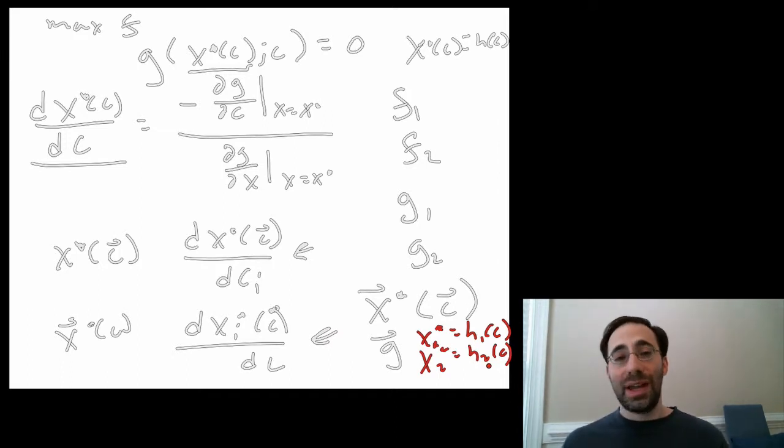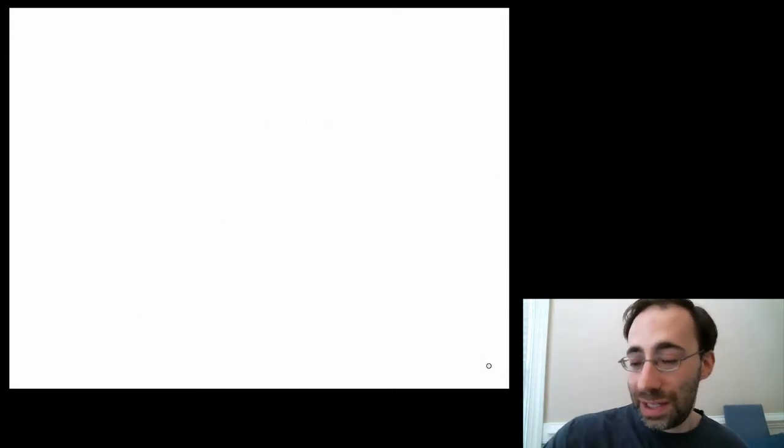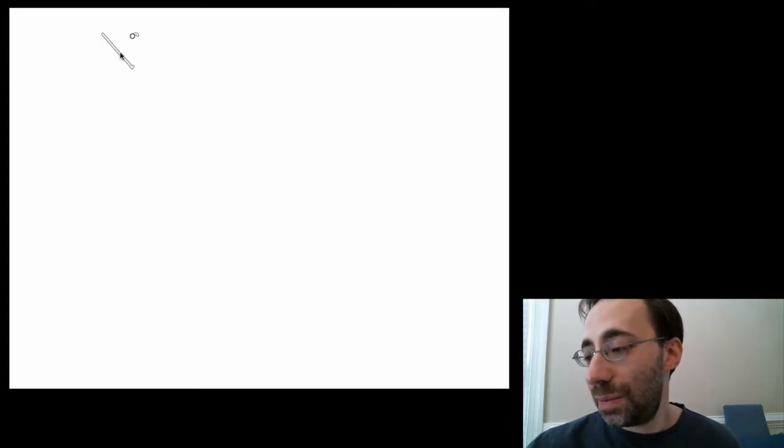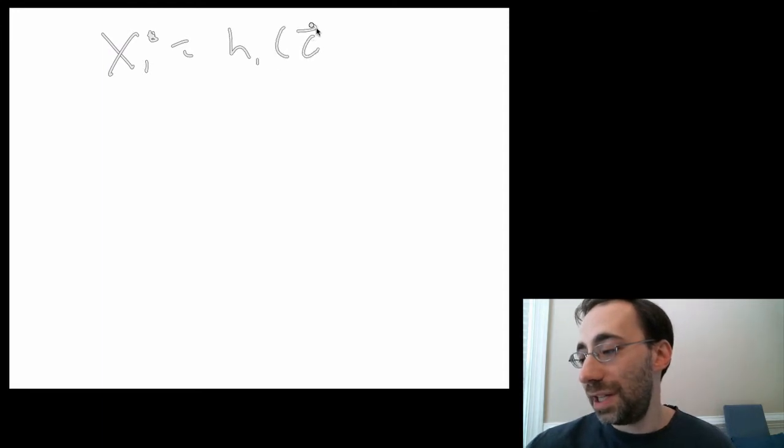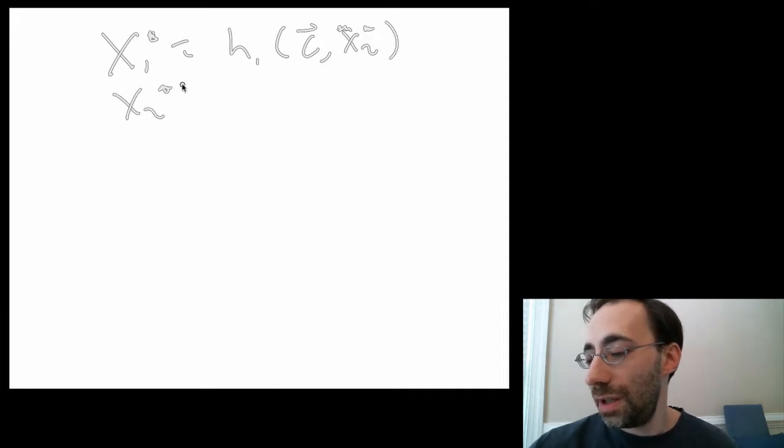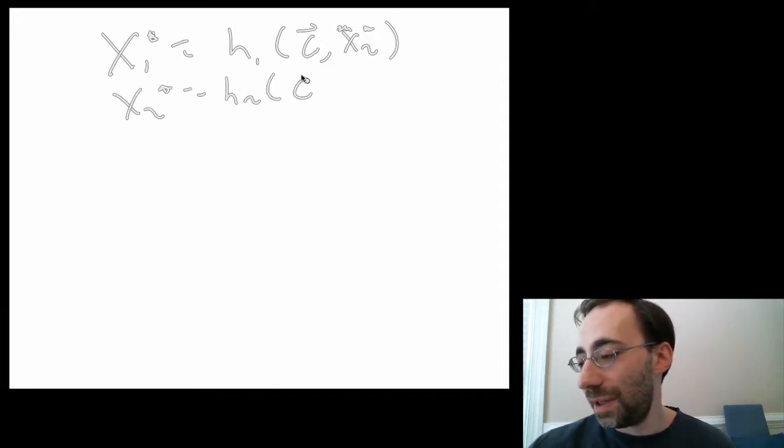So instead, what you get is something that looks like this, right? x1 star is going to end up being some complicated function of the c's, and also x2 star. That's not a vector, sorry. And x2 star is going to end up being some different complicated function of the parameters, and also x1 star.